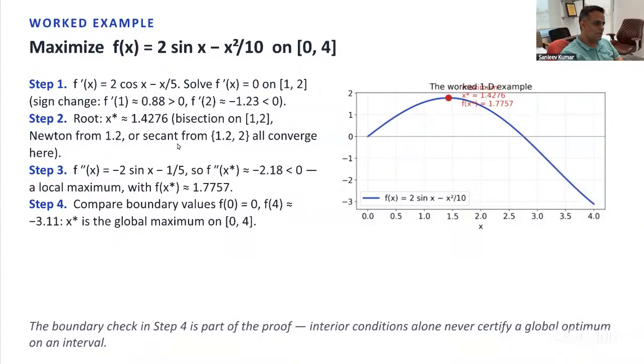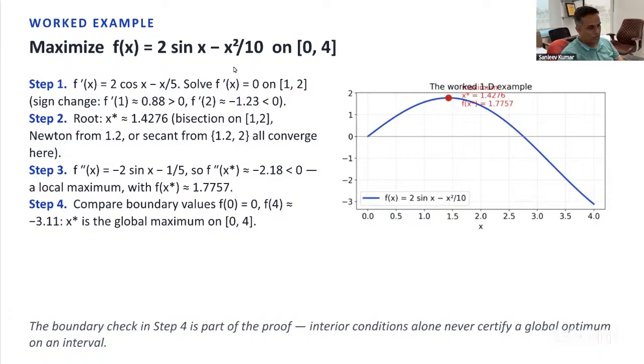And then we can use bisection method or secant method, or Newton-Raphson method for finding the root of this. So all those converge to this x star 1.4276. For this, f prime x will be 0. And now, once I found this particular root, I will check the second derivative, and second derivative comes out to be minus 2.18. So it means it is a point of local maxima. And in that way, we maximize this point.